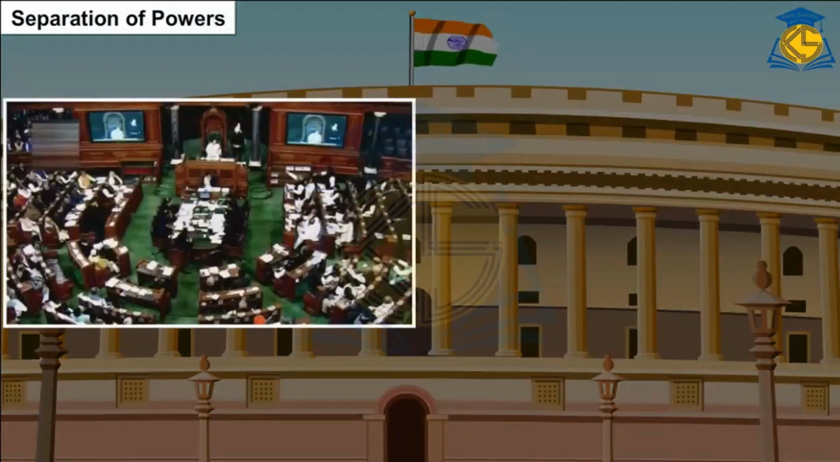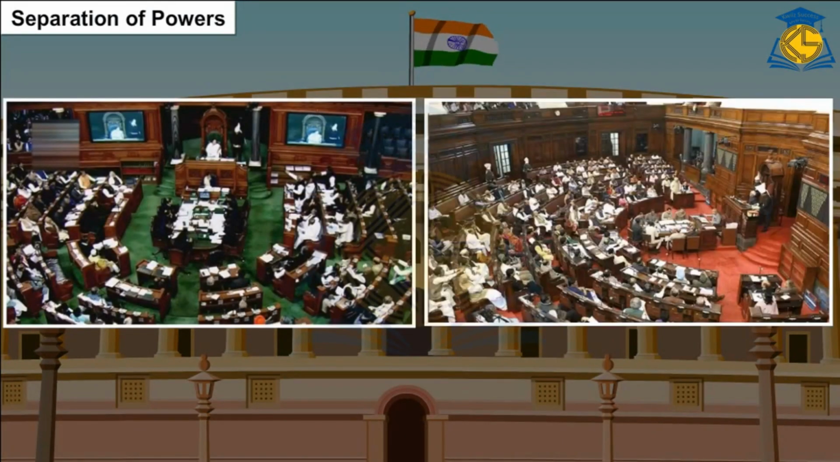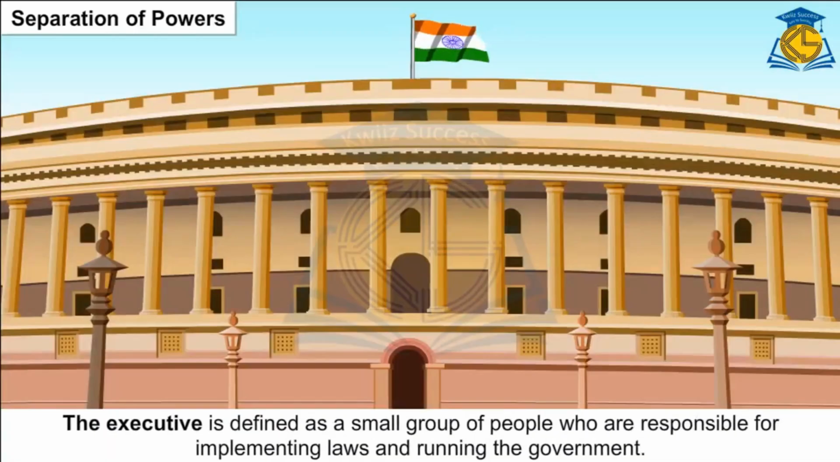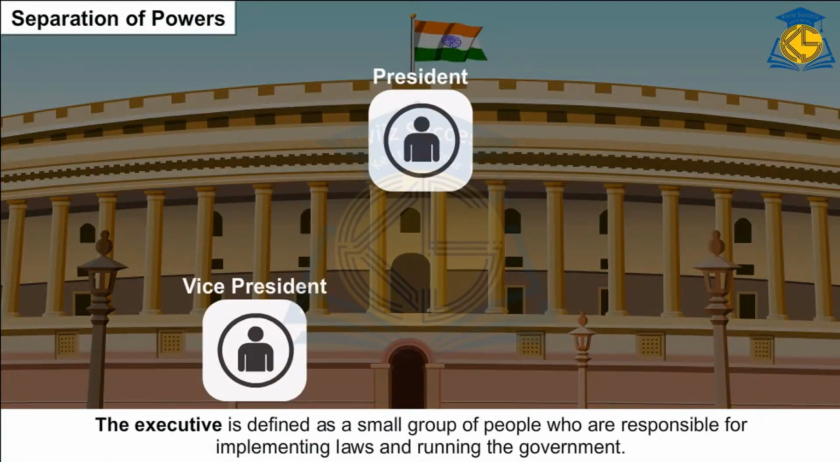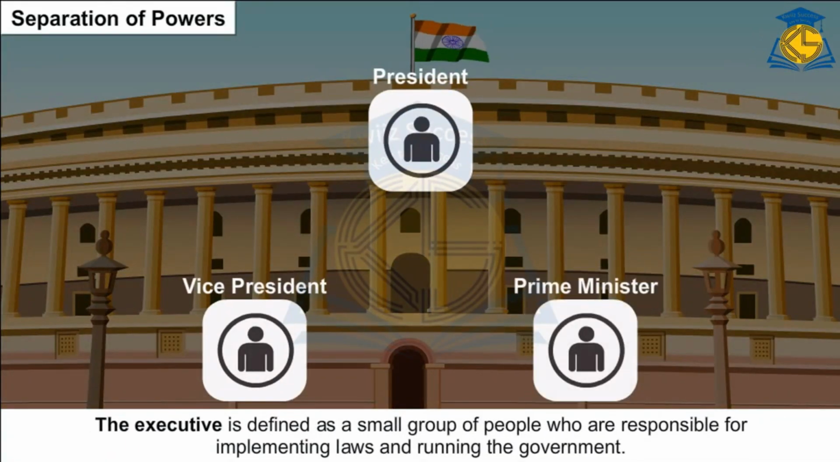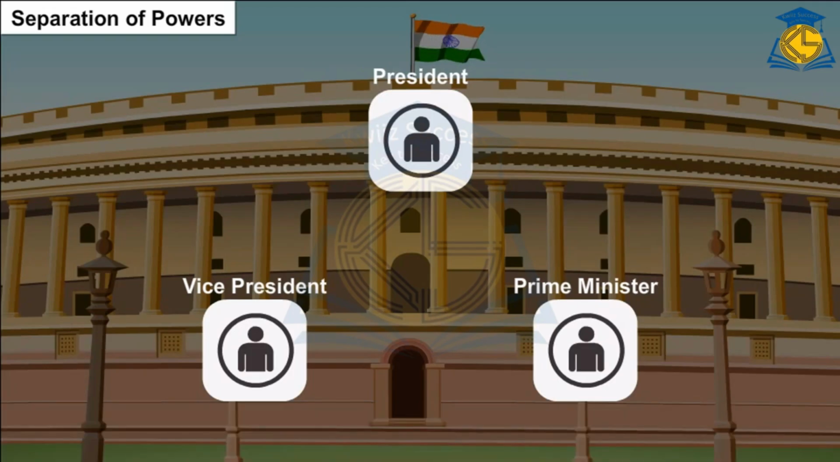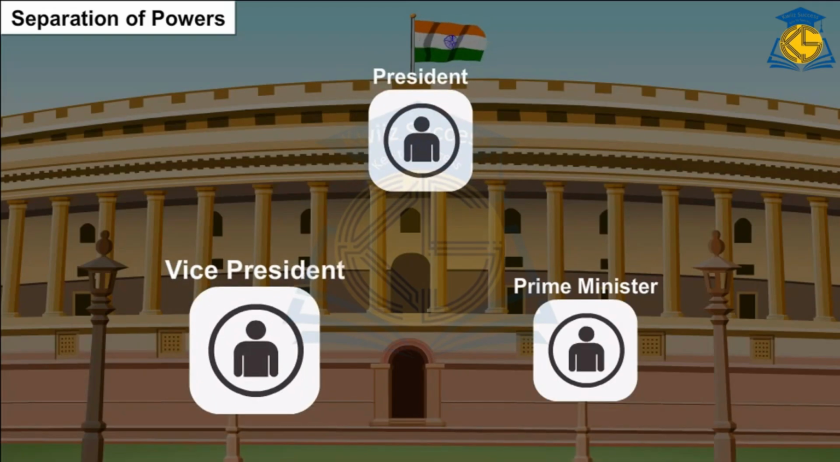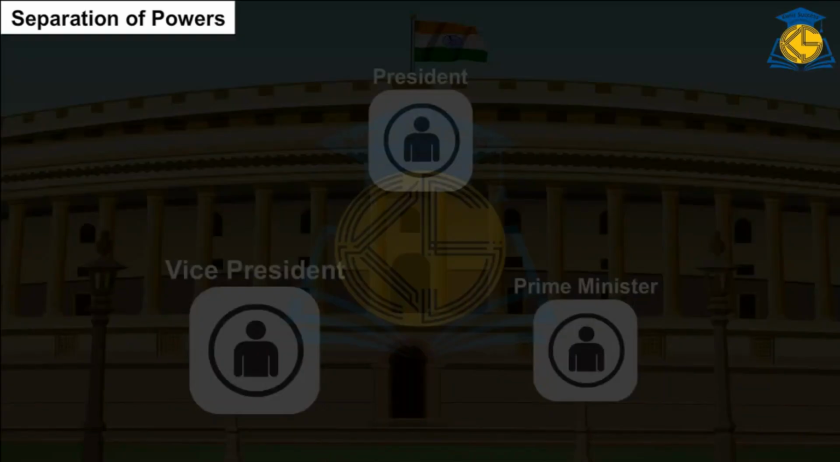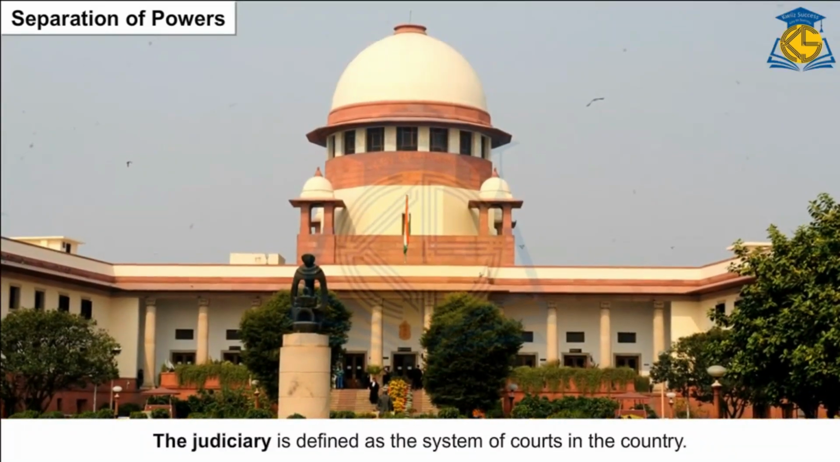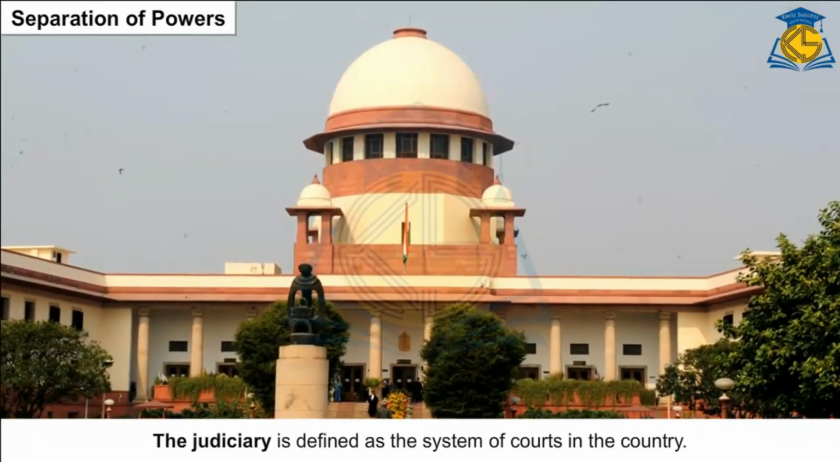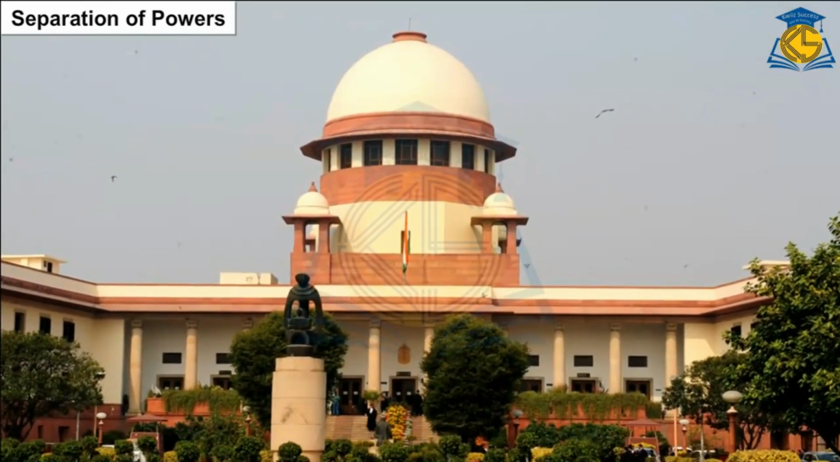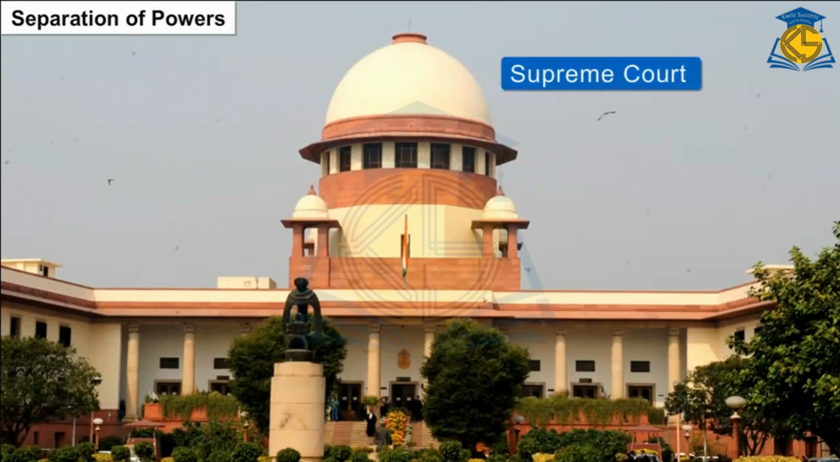Example, Lok Sabha and Rajya Sabha. The executive is defined as a small group of people who are responsible for implementing laws and running the government. Example, President of the country, Vice President. The judiciary is defined as the system of courts in the country. Example, Supreme Court of India.